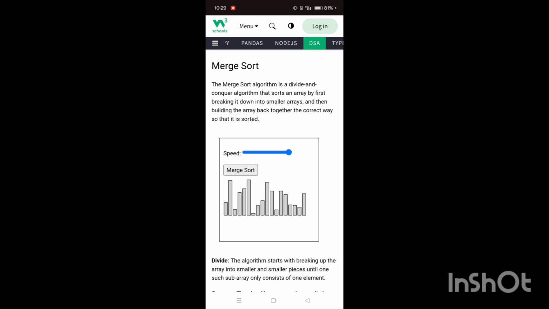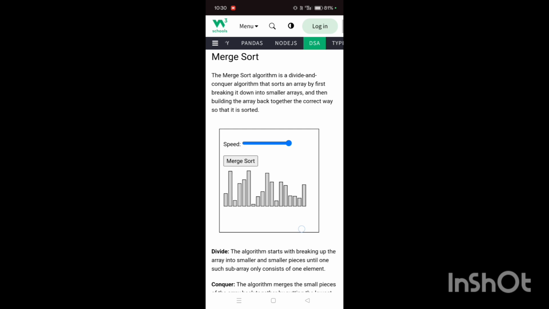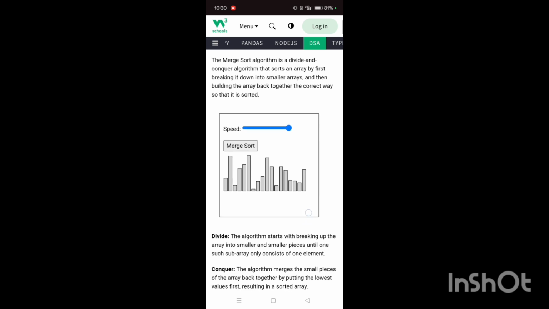Topic: merge sort. The merge sort algorithm is a divide and conquer algorithm that sorts an array by first breaking it down into smaller arrays, and then building the array back together the correct way so it is sorted.